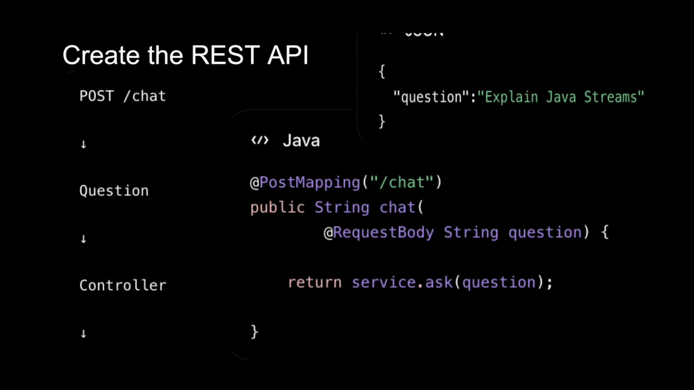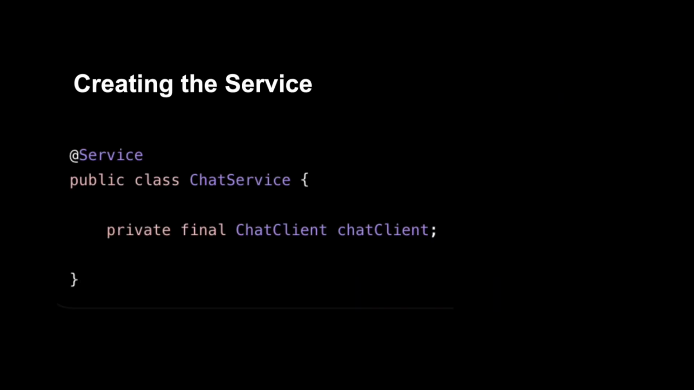Notice something important. Our controller still doesn't call OpenAI. It simply forwards the question to the service. Again, the controller is acting like a receptionist. It doesn't solve the problem. It routes the request to the correct place. If tomorrow someone asks, "explain Kubernetes", will we create another API? No. The same endpoint will work. Only the question changes.